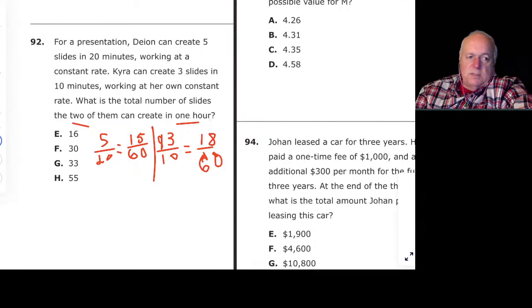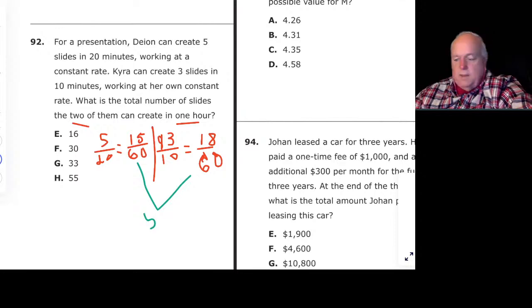So what we need to do now is, first of all, make sure those are actually correct. Times 3, times 3, times 6, times 6, yep. What is the total number? So we're going to have to add the 15 and the 18 from here, and we get 33, right? Which would be G. So again, this would be a no-brainer problem for the most part. Okay, so 92 would be G.